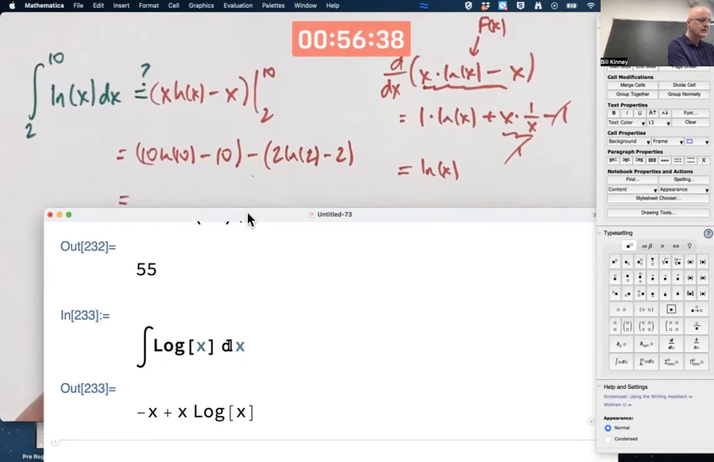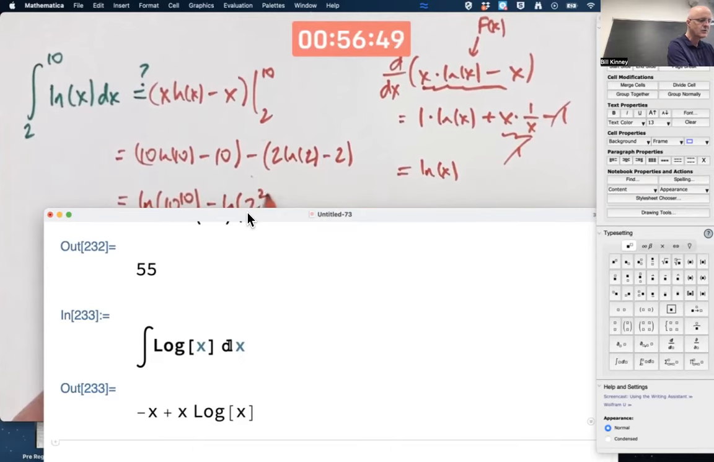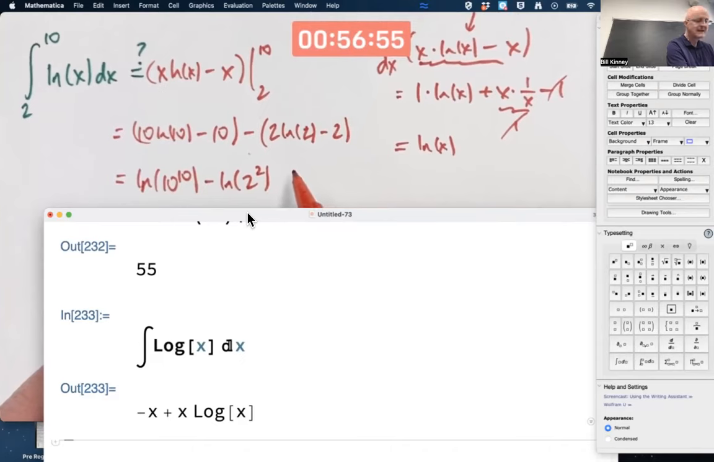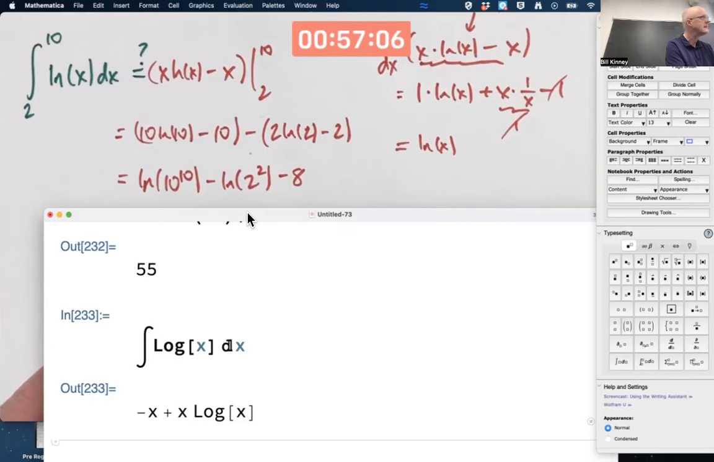You can, for example, if you want, use properties of logarithms. You can make that 10 a power of the 10 inside. I could also do the same kind of thing with the 2. And then negative 10 minus negative 2 is negative 10 plus 2, which is negative 8. I also could use another property of logs to combine those. By the way, 10 to the 10th power is 10 billion.